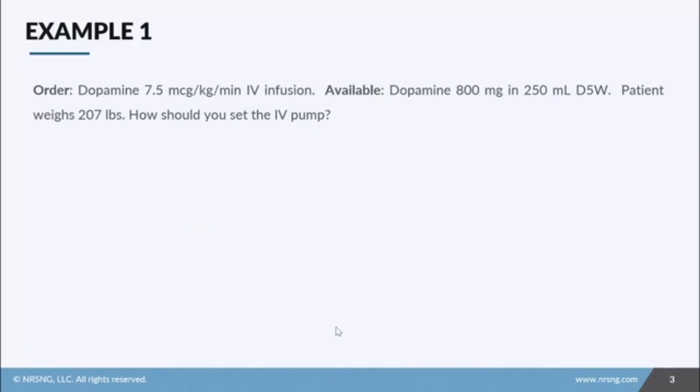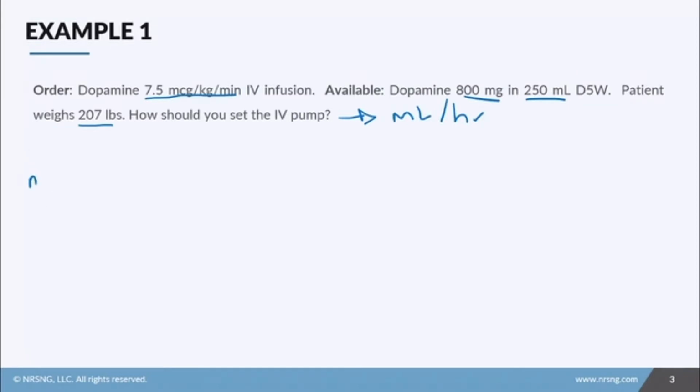So, example number 1, the order is for dopamine 7.5 micrograms per kilogram per minute IV infusion. What we have available is dopamine 800 milligrams in 250 milliliters of D5W. The patient weighs 207 pounds. How should you set the IV pump? Well, an IV pump is always what? Milliliters per hour. So, dimensional analysis.